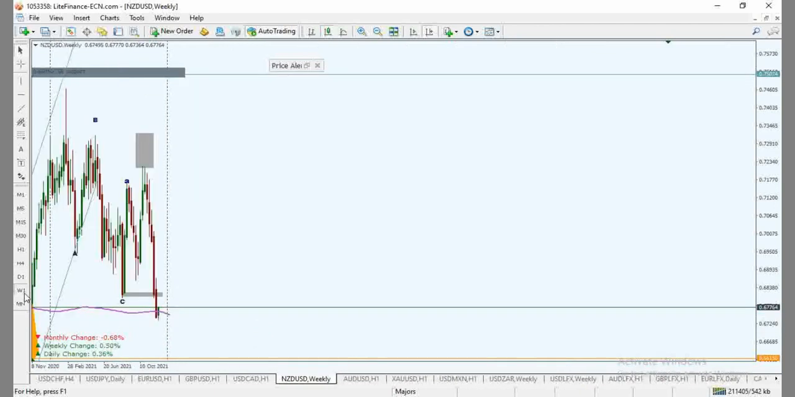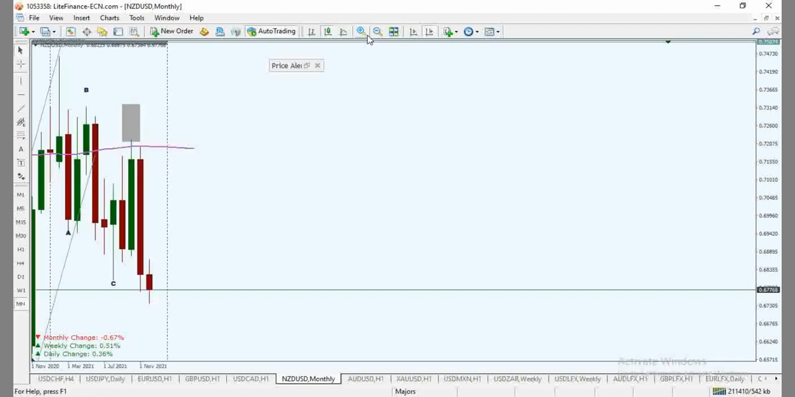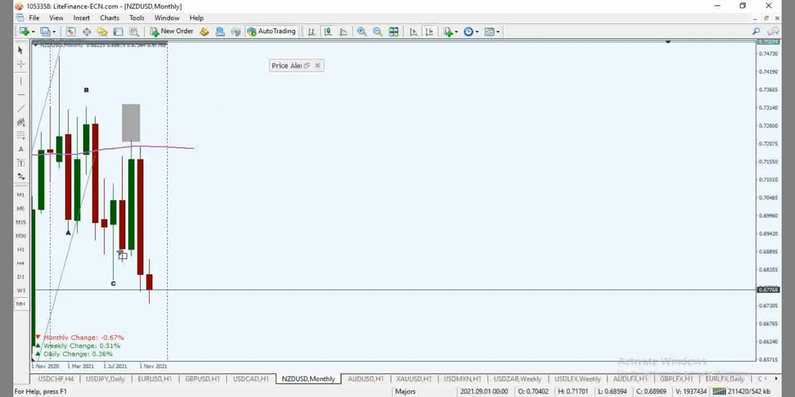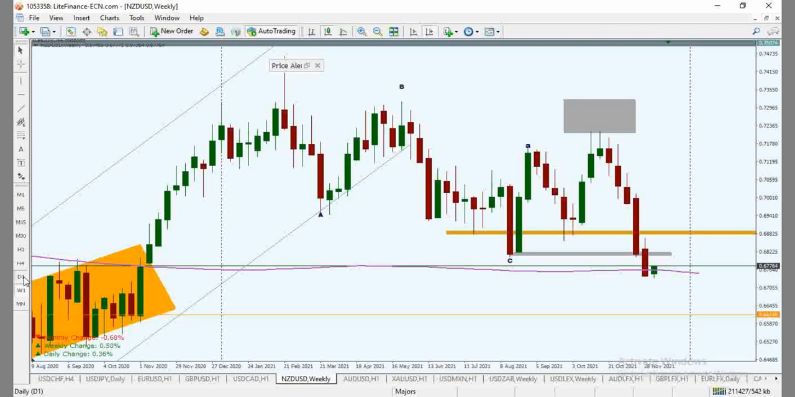for some short-term opportunities. Okay, but we also have it that on a monthly scale, we have support right around here on a monthly scale. We have support right around there on a monthly scale.